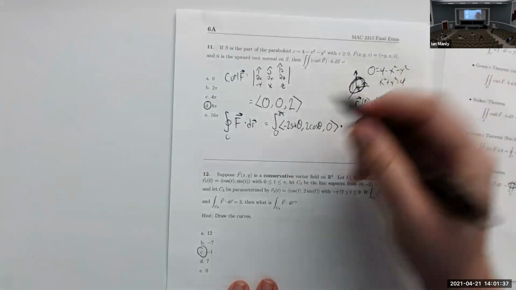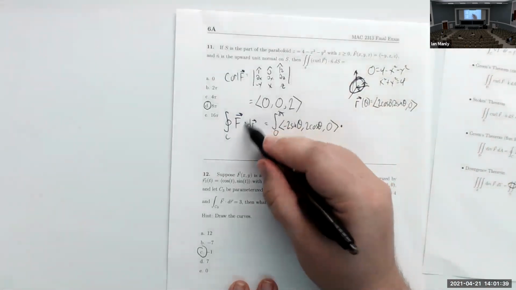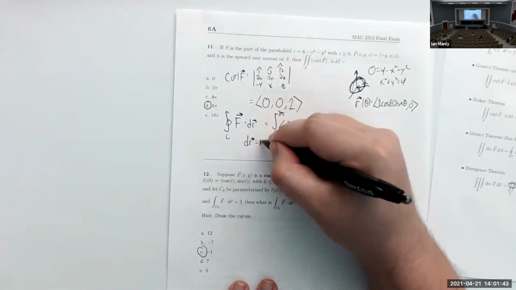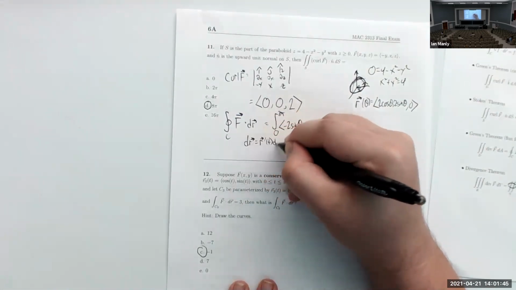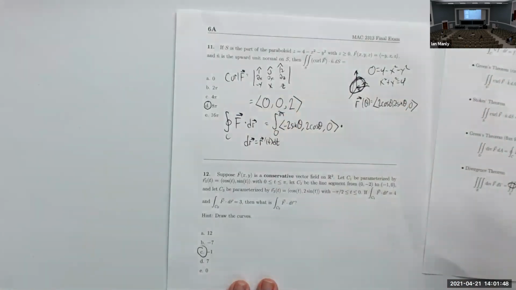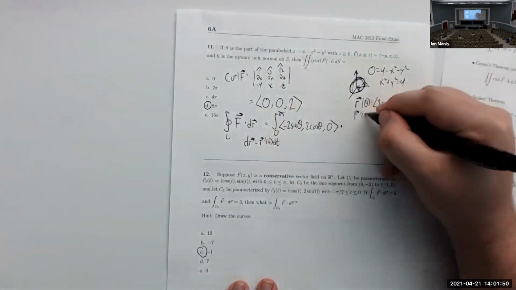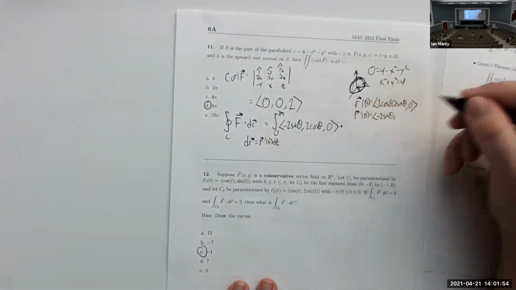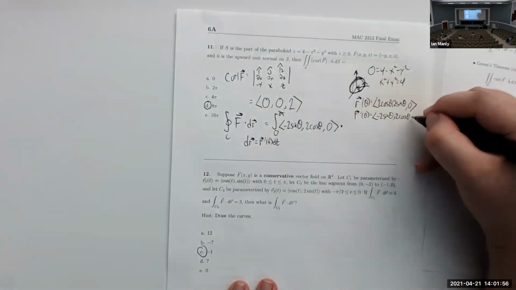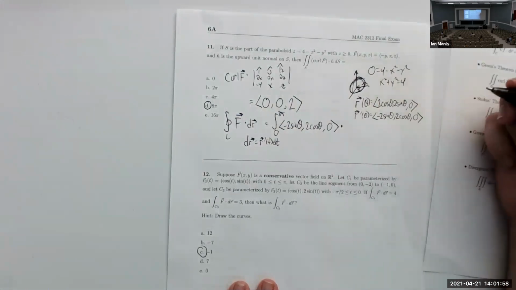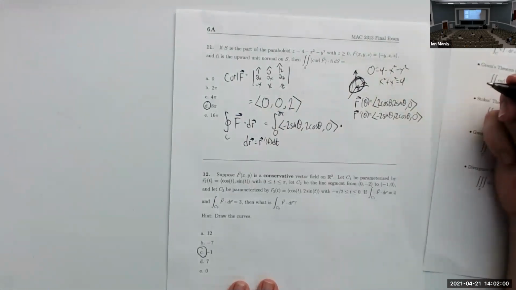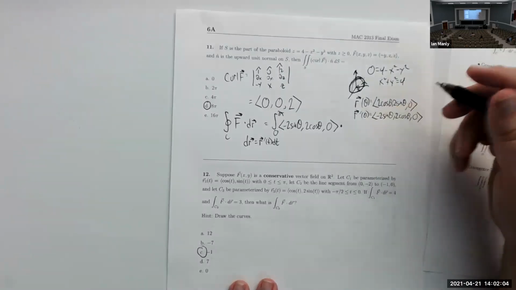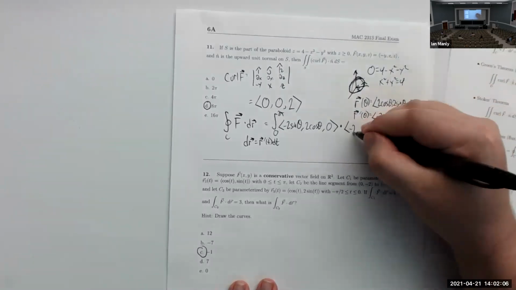Now remember the way we compute these, we don't have just dr on its own. Remember that dr is r prime of t dt, or I guess theta in our case. So r prime of theta here will be negative 2 sine of theta, and we have 2 cosine of theta, and then 0 right here. So we're going to dot it with r prime of theta, which I just wrote.